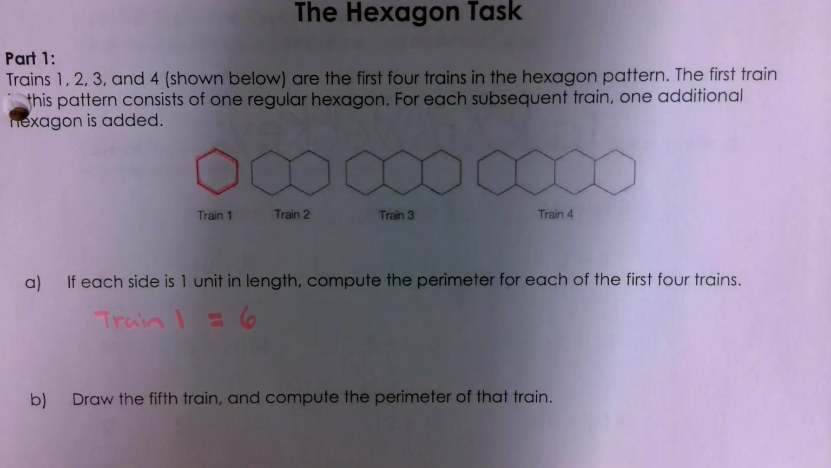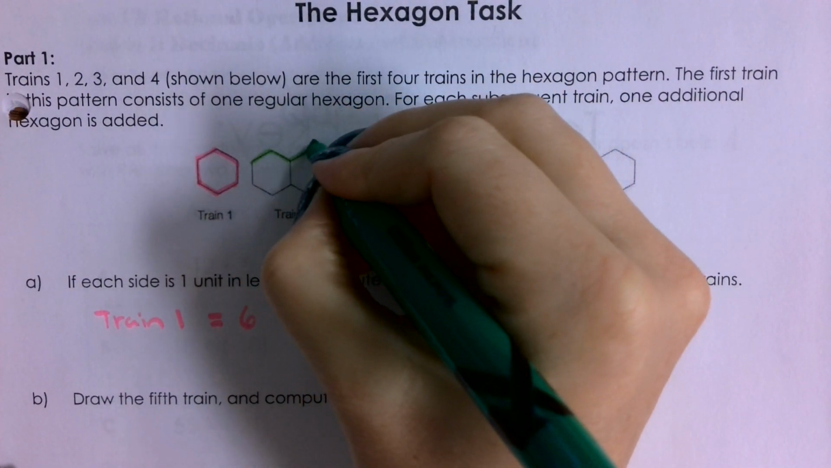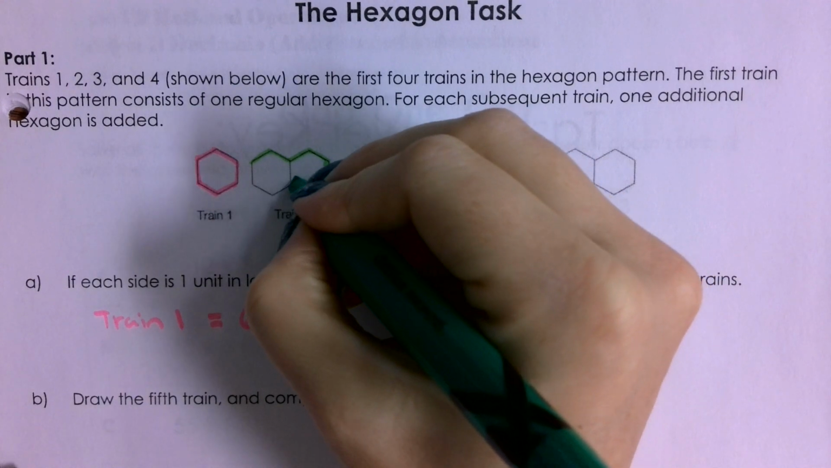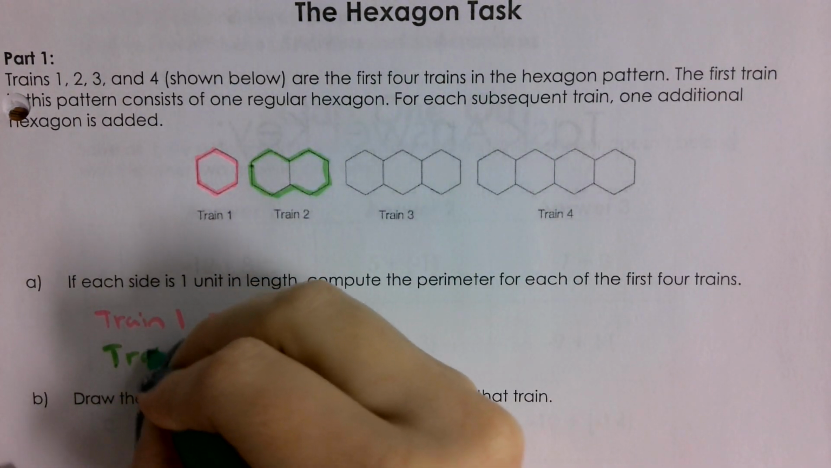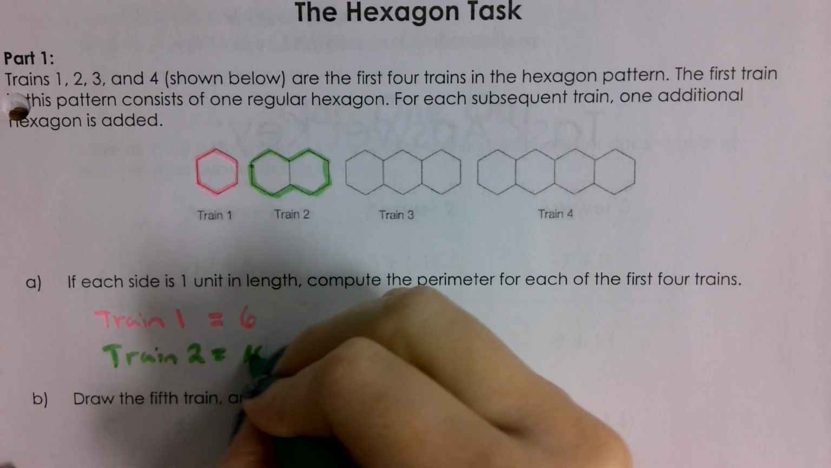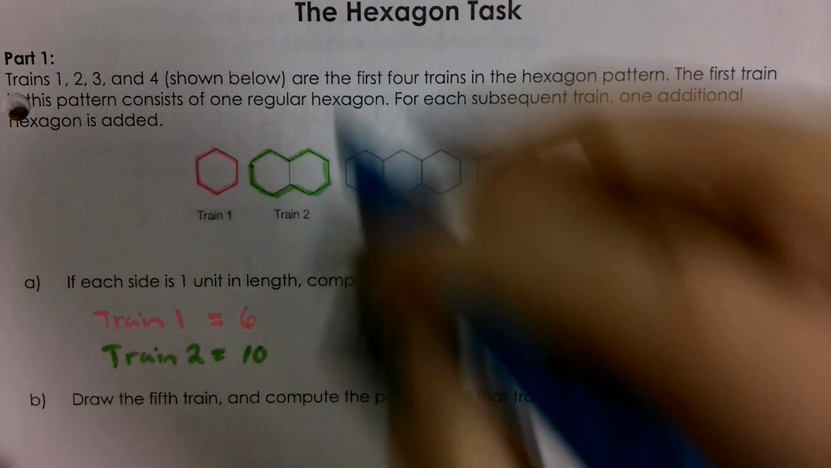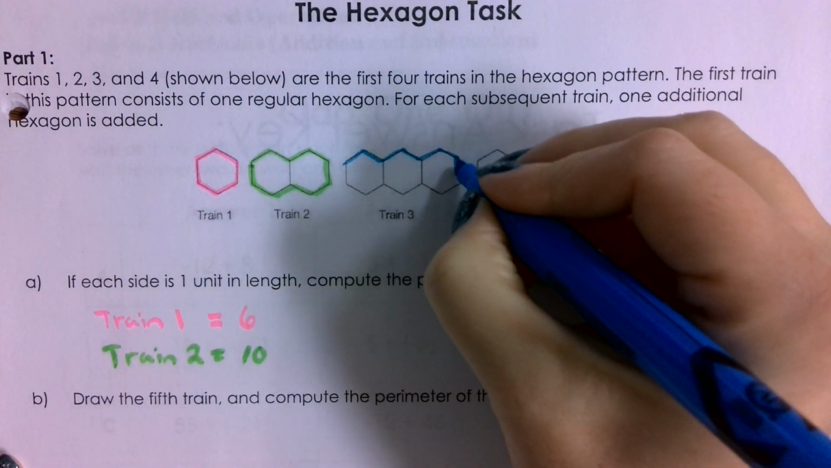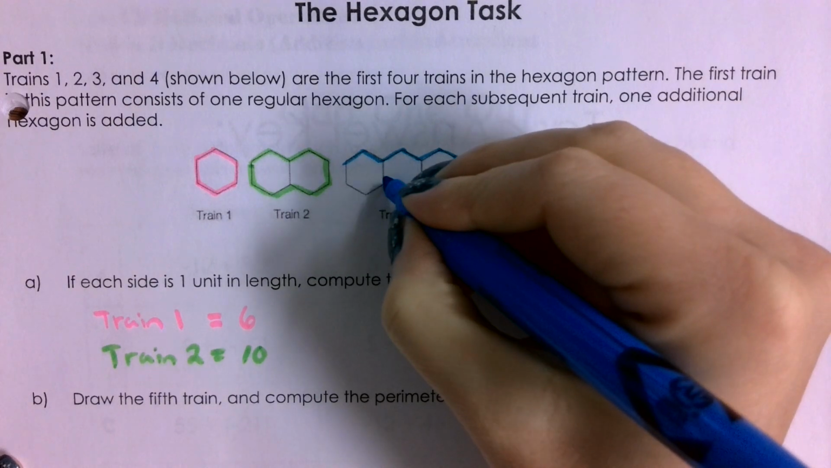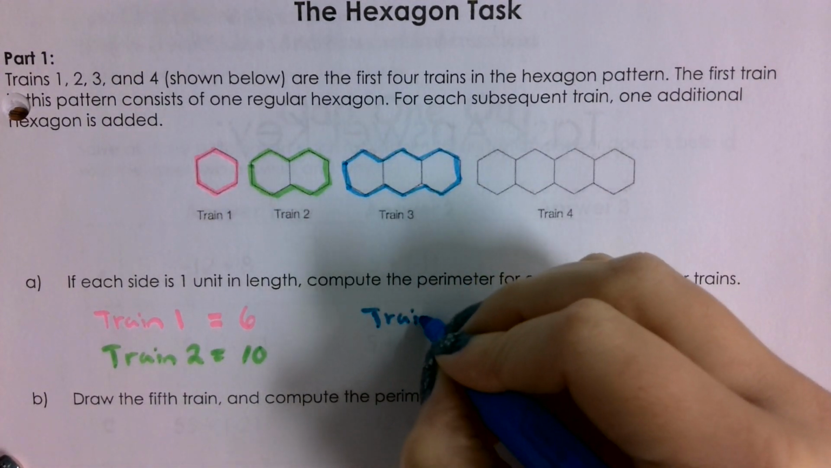Okay, for train 2, we're only going to be measuring the outside of the shape. So when we add all of these together, train 2 is going to have a perimeter of 10. When we're looking at train 3, we have 1, 2, 3, 4, 5, 6, 7, 8, 9, 10, 11, 12, 13, 14 for train 3.